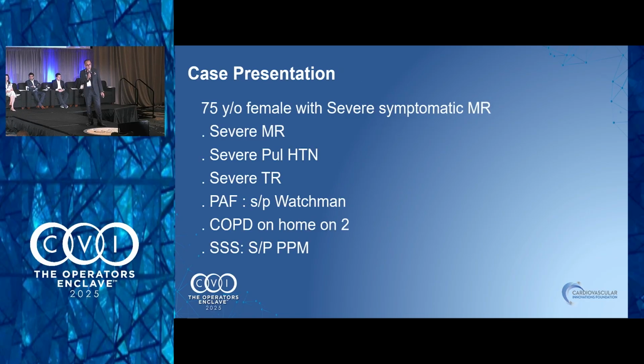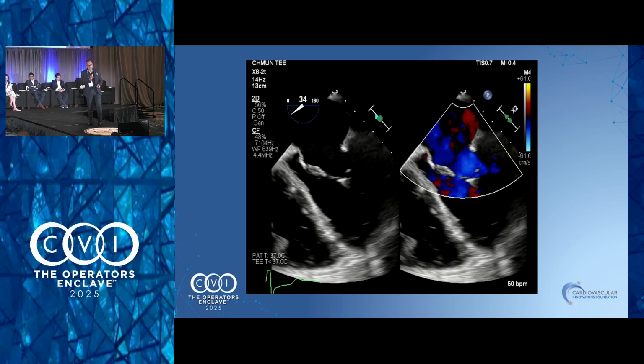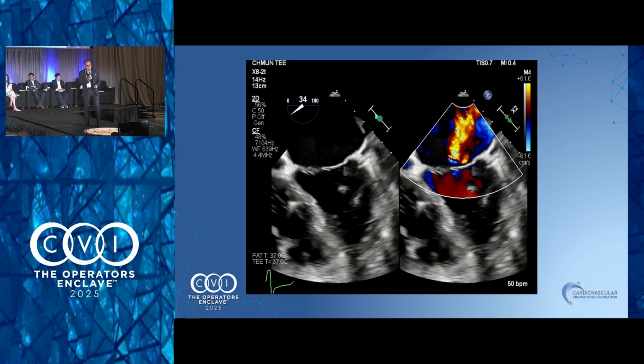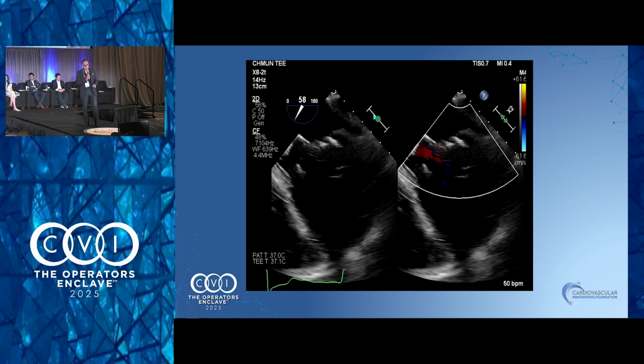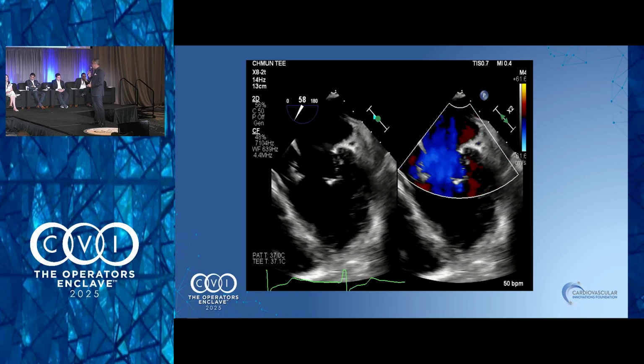So this is a 75-year-old female who has severe symptomatic aortic stenosis, mitral regurgitation, severe pulmonary hypertension, and severe TR. I did a Watchman on her a long time ago, and she also has a pacemaker. She's on home oxygen, requiring 2 liters. She comes in with heart failure symptoms. As you see, she has severe MR, and we decided to go ahead and treat this percutaneously.